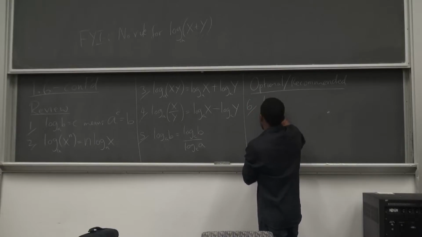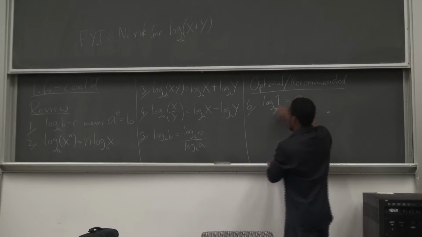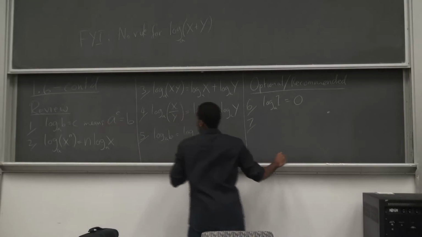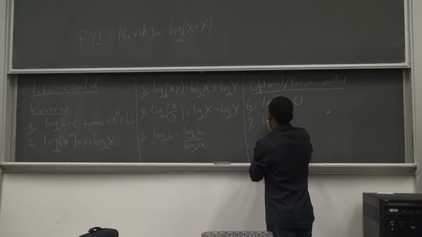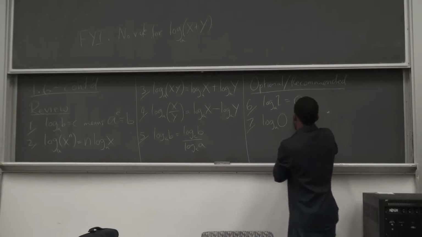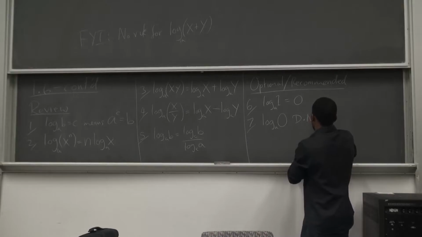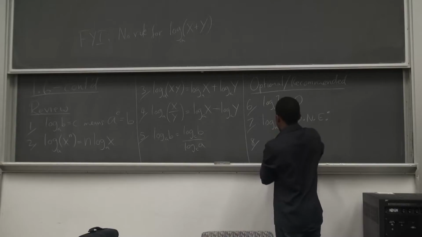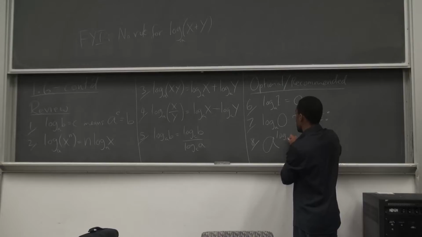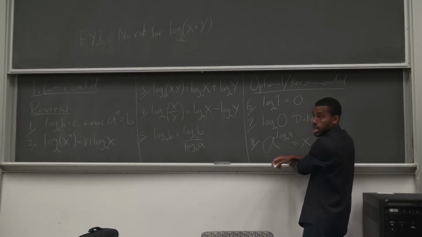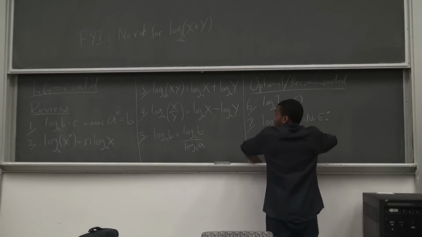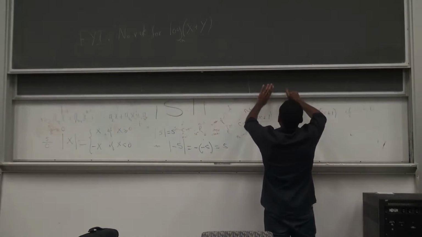So 6 was the fact that the log of 1 is always 0. It shouldn't be something you have to think about. But you could also derive it from this equation. 7, we also should know that the log of 0 does not exist. It's undefined. 8, we should know that an exponential and a log will kill each other. So if I take a raised to the power log to the base a of x, that actually just gives me x. The exponential and the log will cancel. All right, that's going to help us solve equations. That's an important fact that we're going to be using later.